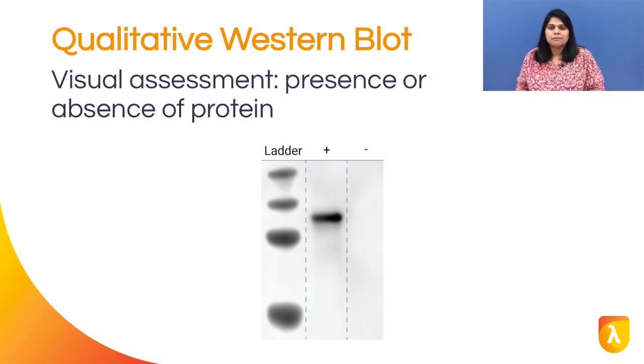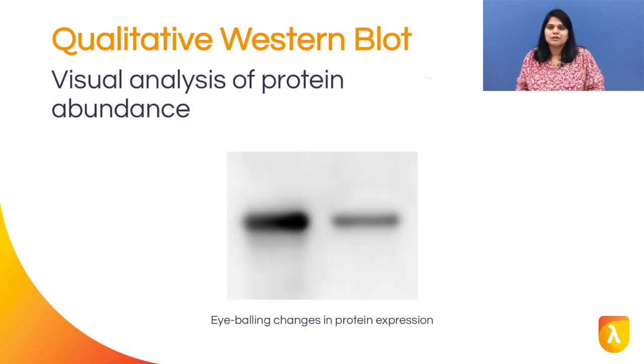As shown in the example blot below, the positive lane shows the target protein band. The negative lane, however, does not have any visually identifiable band. This type of quick visual assessment may be enough for you to proceed to the next steps in protein quantification. Simply eyeballing for differences in protein expression would be classified as qualitative Western blot.